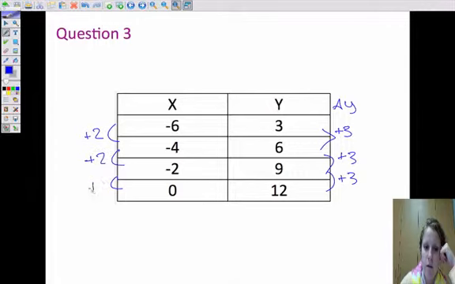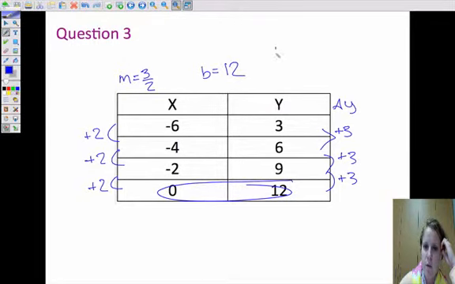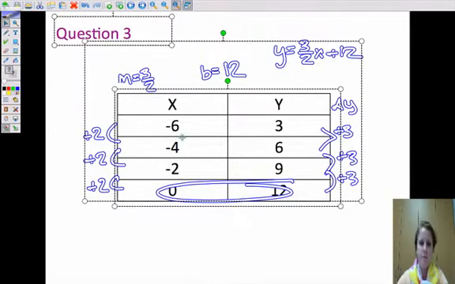I'm noticing, and so my m is 3 over 2. And my b is given to me. It just happens to be at the bottom of the table this time. My b is 12. So my equation is 3 over 2x plus 12. Let's try another one.